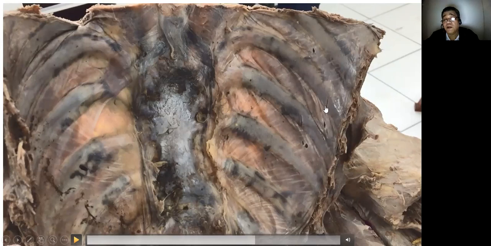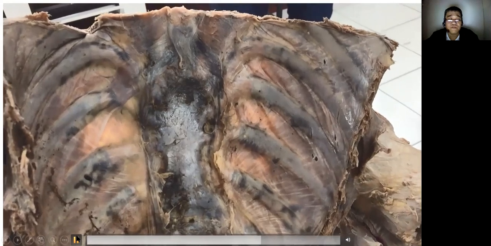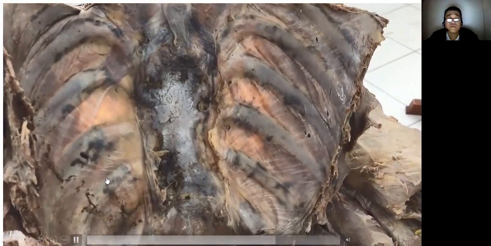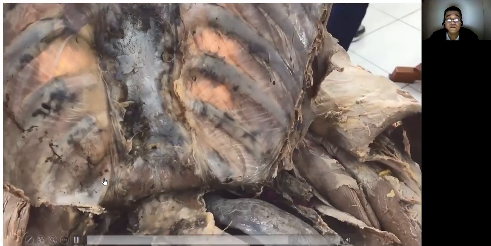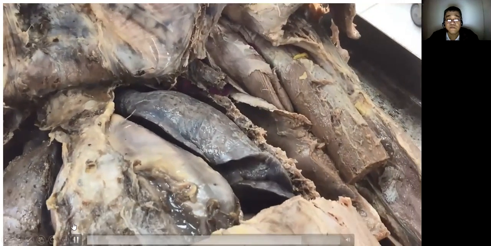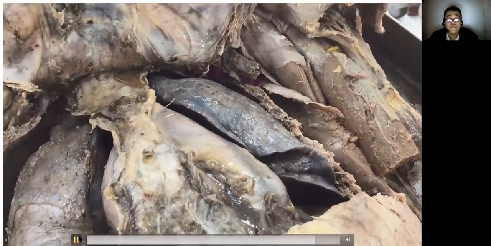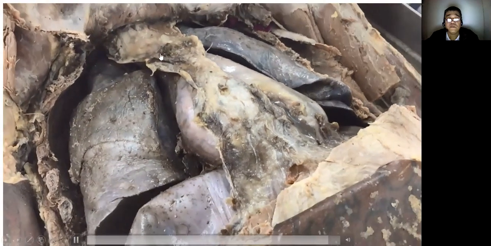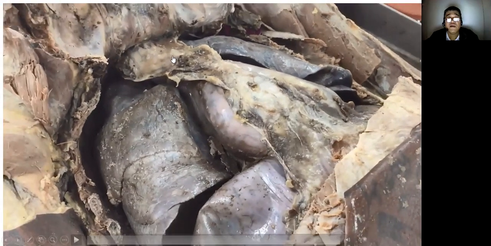So the part of the parietal pleura that lines the inner surface of the ribs, this one, that one, this one, this is the costal parietal pleura. Okay, that's the thymus gland over there.